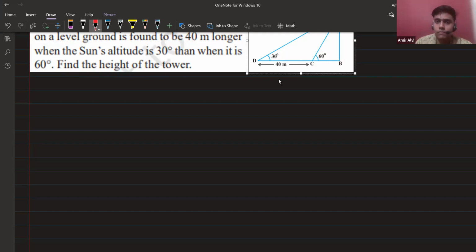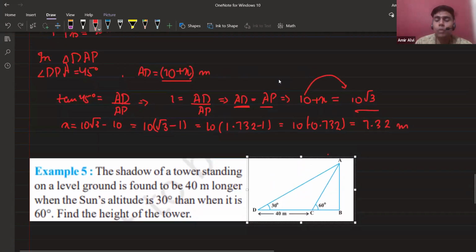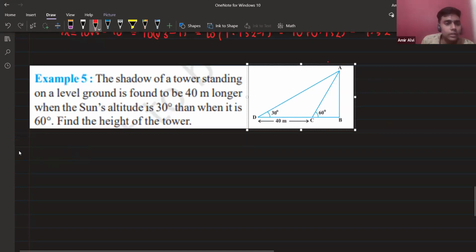Sir, X is 20. What is X? Basically, what is X referring to? It's your distance, it's your height, what is it? Height, 20 root 3. So let's find out whether the answer has been done correct or not.